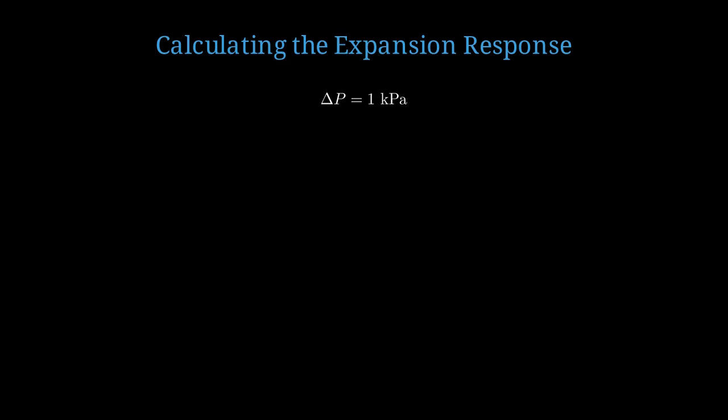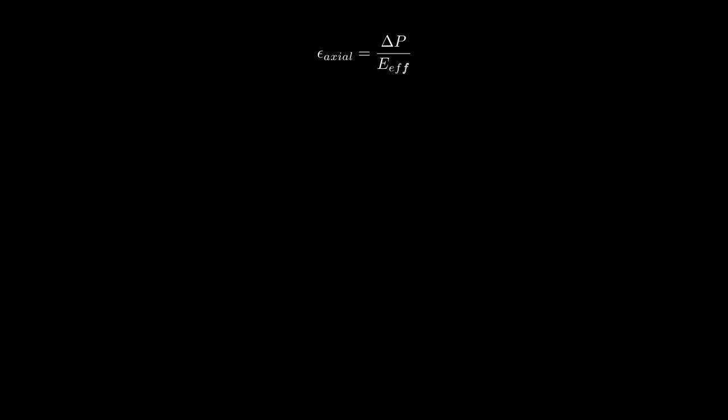Apply a pressure of 1 kilopascal, which is about 1/100th of atmospheric pressure. The axial strain is the applied pressure divided by the effective modulus. For a nanolattice, the effective modulus is much lower than the bulk material, typically about 1% of the bulk modulus, giving 1.7 gigapascals. The axial strain is about 5.9 times 10 to the -7.